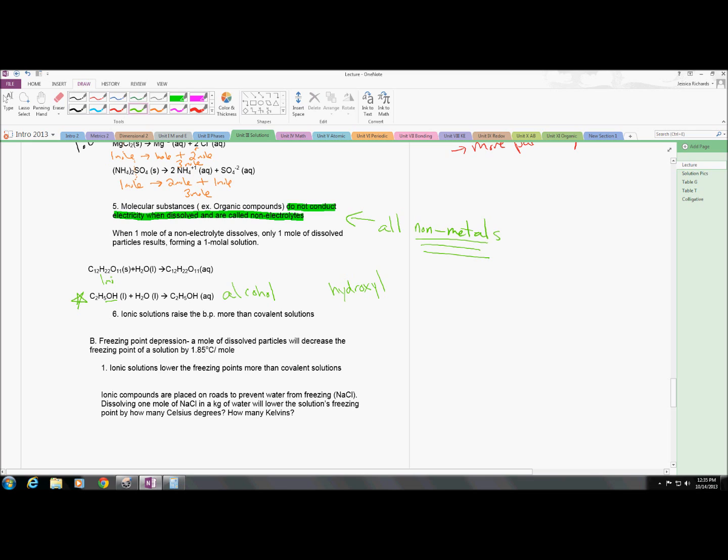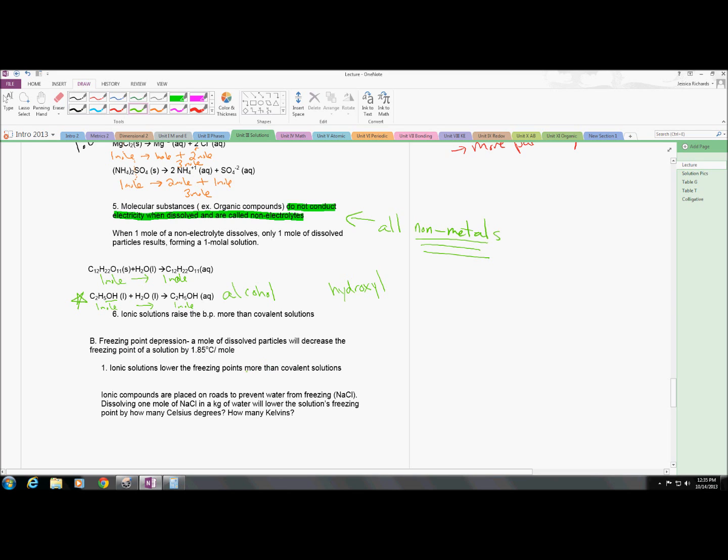1 mole of sucrose in my solution gives me 1 mole of dissolved sucrose particles. 1 mole of ethanol in my solution will give me 1 mole of ethanol particles. Will they raise the boiling point still? Yes. But if I'm comparing sodium chloride to sucrose, the sodium chloride is going to raise my boiling point more. So your order, if you're looking to see which is going to change the boiling point the most, it's going to be an ionic compound before a covalent compound. And it's going to be the ionic compound that's made of the most pieces.